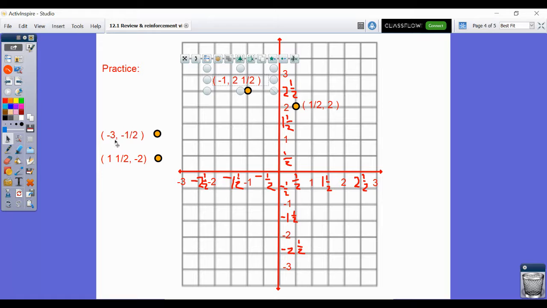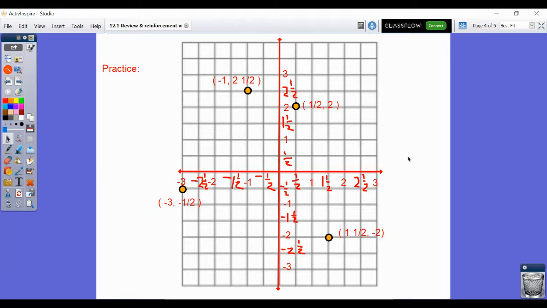Our third one, we have -3, -1/2. So let's start at our origin. So -3, we're going to go to the left, and then -1/2, that means we go down. And -1/2 is in between 0 and -1, which is right there. Little hard to read, but it's there. And we label our point, -3, -1/2. And our last one for this video, +1 1/2, -2. Start at my origin. +1 1/2, I go to the right, and since I've labeled it, I can find it. It's halfway between +1 and +2. So 1 1/2, and then -2. I'm going to go down, plot my point, and I label it.